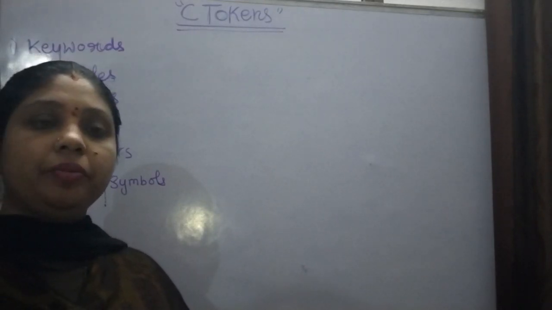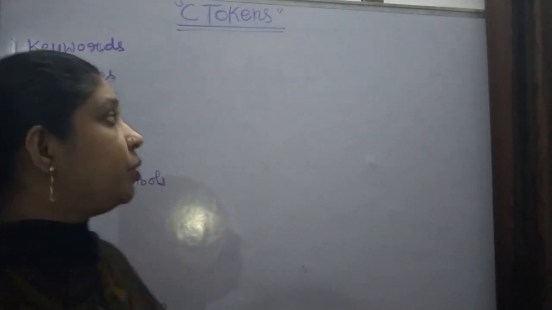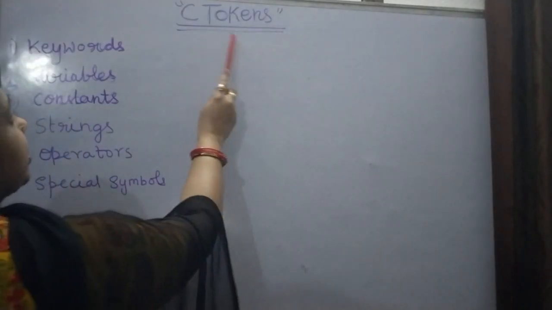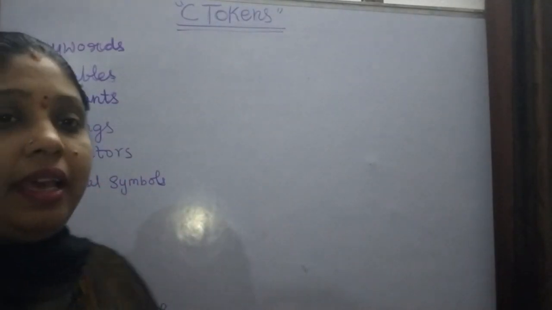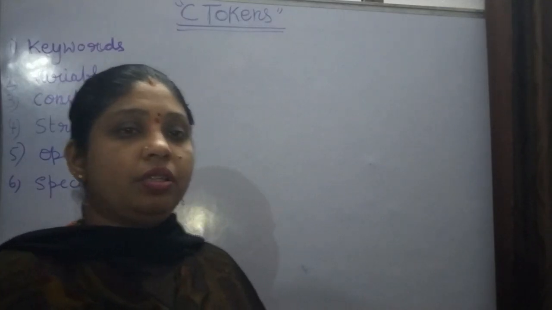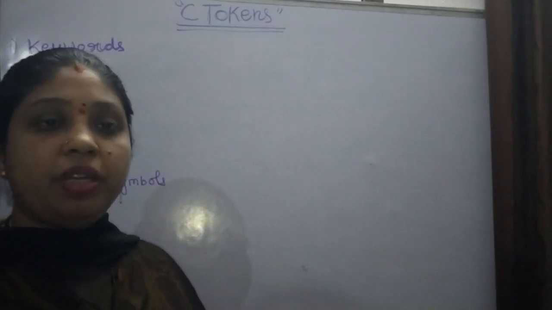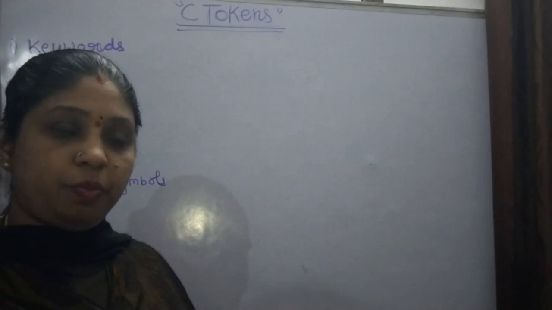This is Ruchi here. Okay, in this video I am going to explain about C tokens. In C language you have tokens. What is a token and how many tokens are there? I am going to explain to you now.